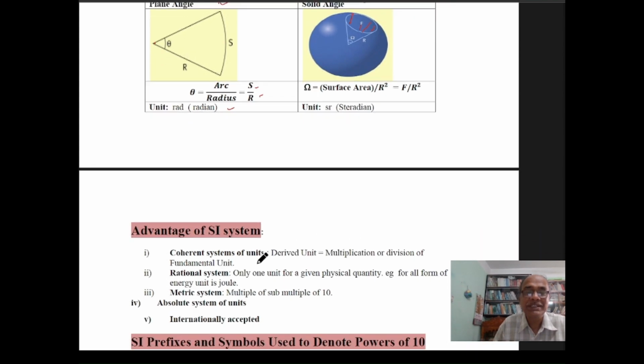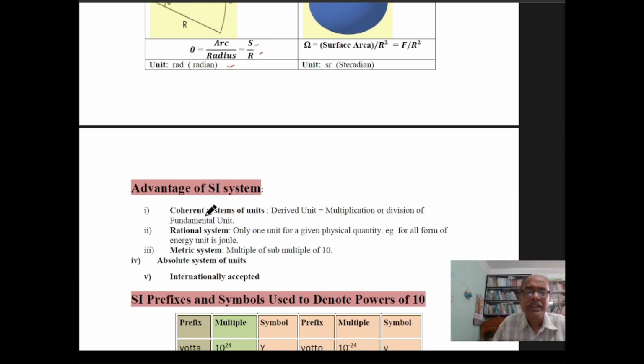Now what are the advantages of the SI system? First, it is a coherent system of units. For a derived unit, you simply take the multiplication and division of the fundamental units. No other things are there. Suppose the unit of acceleration equals velocity by time, and velocity equals length by time. So simply we get meter per second square.